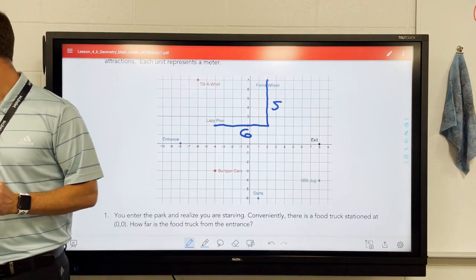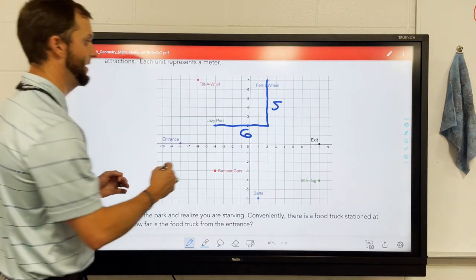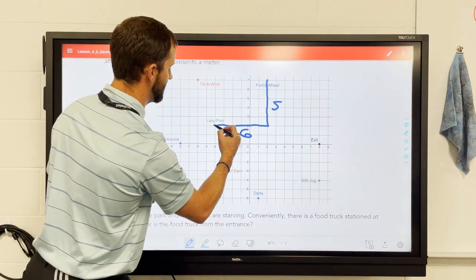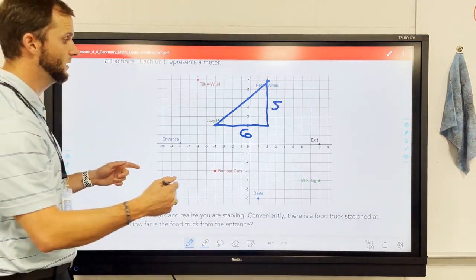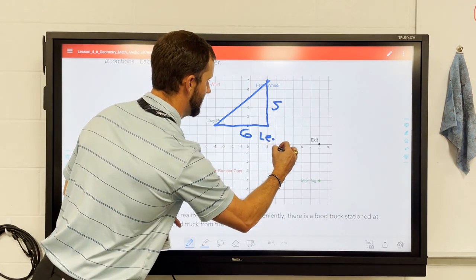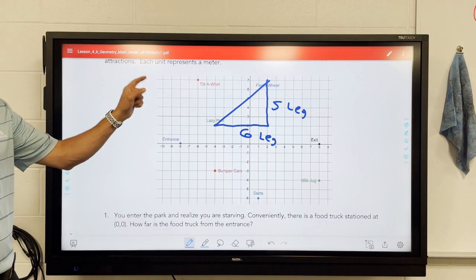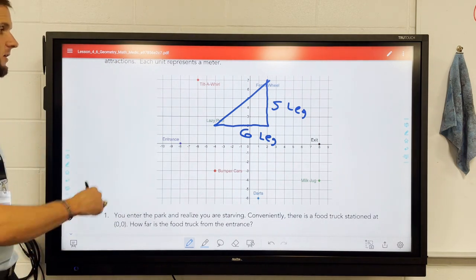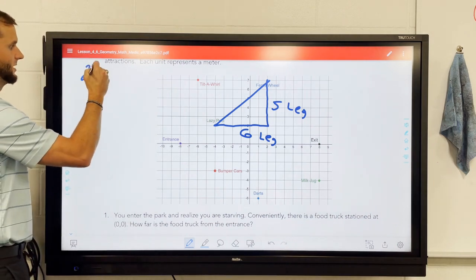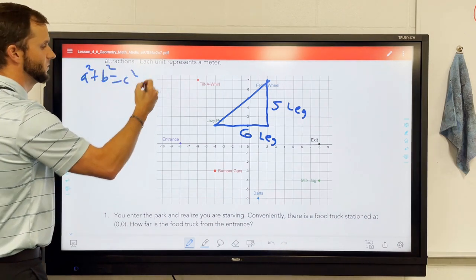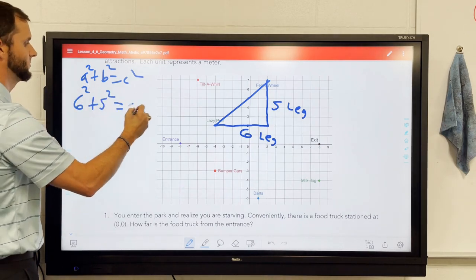Now it asks, what is the distance between the lazy pool and the Ferris wheel? So the shortest path between those two. I'm going to be finding the shortest distance between those two. If you look, this is a leg, and this is a leg. So that's my a squared plus b squared in the Pythagorean theorem. I'm going to use the Pythagorean theorem to find my hypotenuse. a squared plus b squared equals c squared. With 6 and 5, 6 squared plus 5 squared equals c squared.